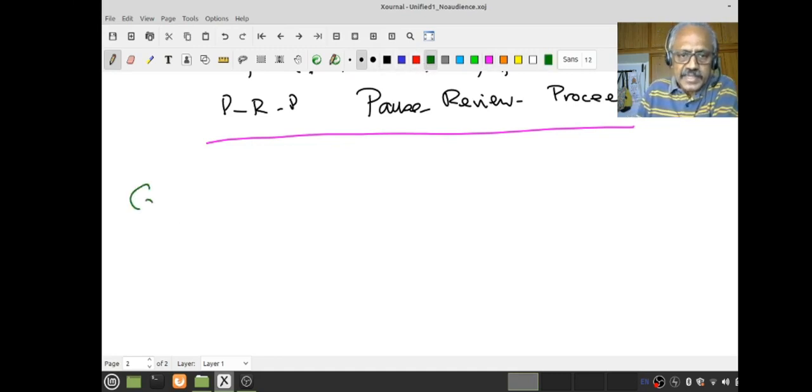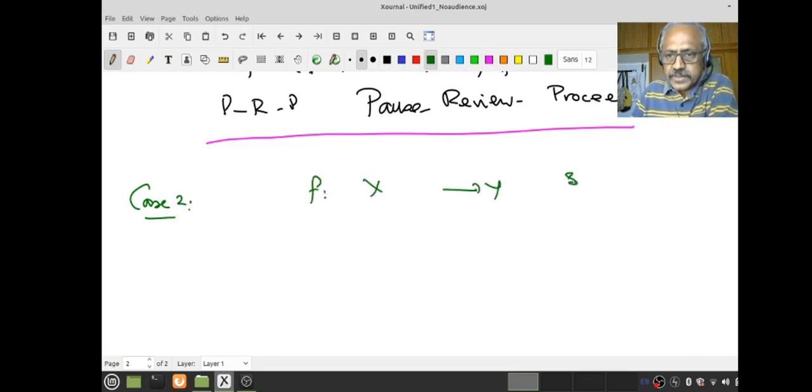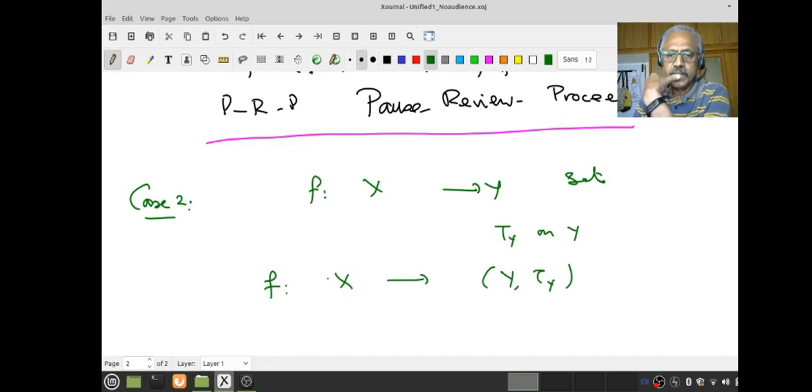Now there is a second case. Again F, X and Y are at present sets, but now I have a topology tau Y on Y. Therefore, I can think of this as a function F from the set X to the space (Y, tau Y). So what do you think I should ask for? I should ask for a topology tau on X. Does there exist a topology tau on X so that this becomes continuous?